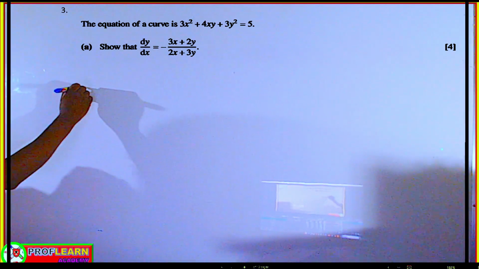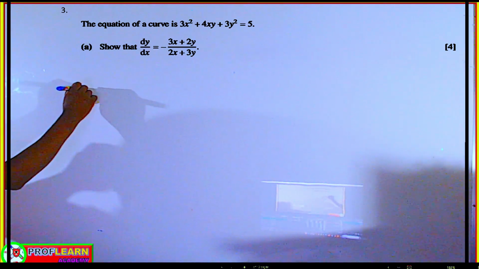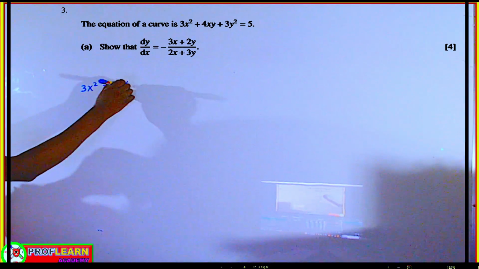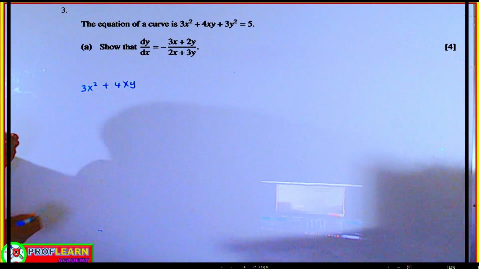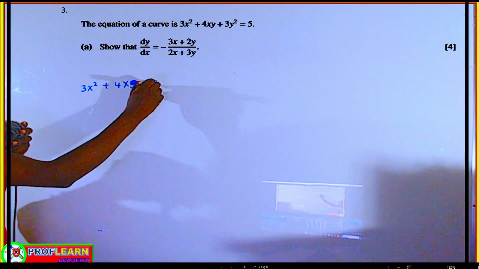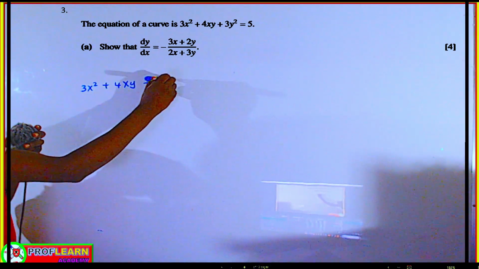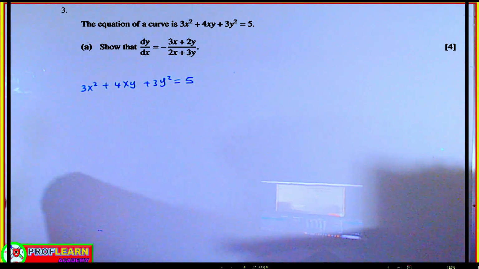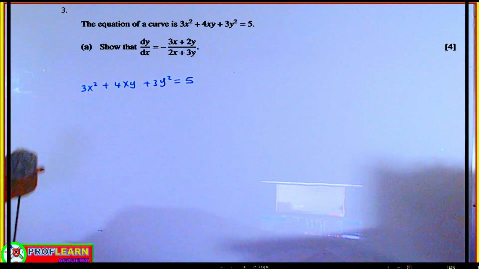The equation of the curve is 3x squared plus 4xy plus 3y squared is actually equal to 5. And we are supposed to show that dy/dx is that. So we have already highlighted how to go about this.